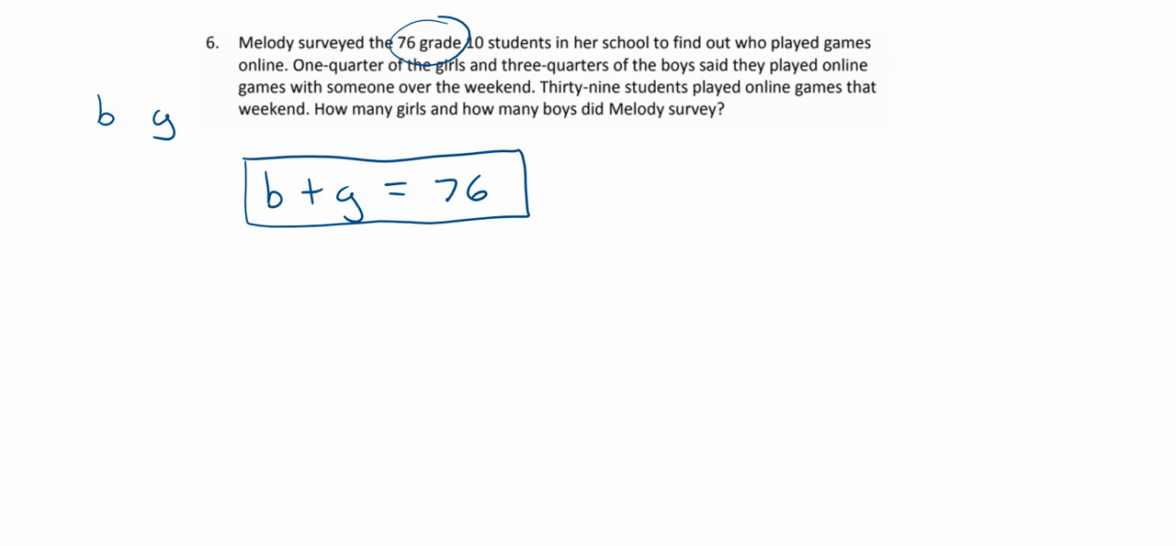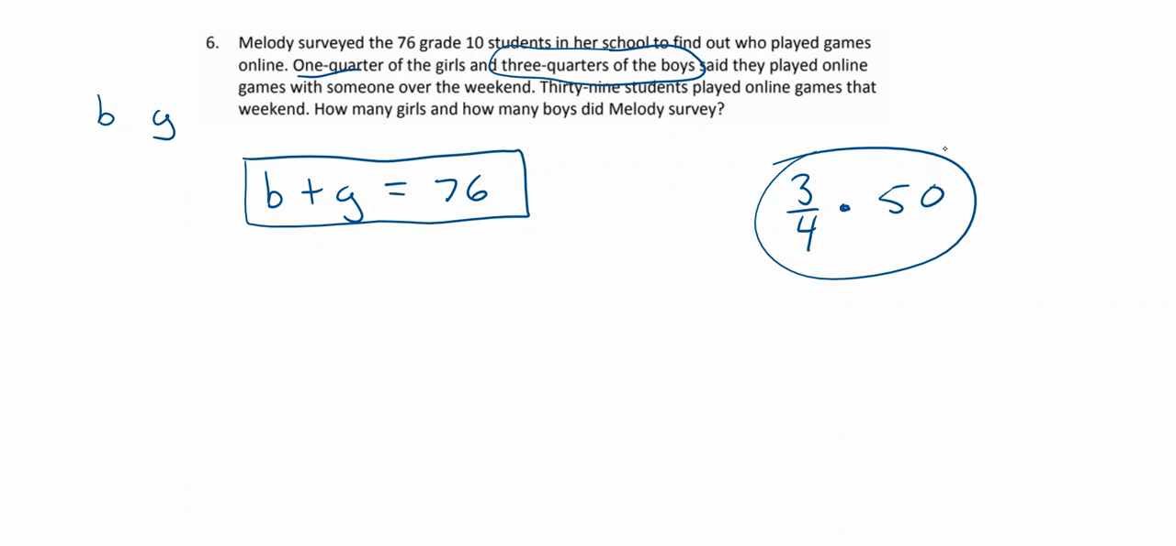Now, the second one I have to work a little harder for. It says 1/4 of the girls and 3/4 of the boys said they played online games on the weekend. And then right here, 39 altogether played the games. So here's our next equation. 3/4 of the boys played. If I want to find, let's say, 3/4 of 50, then you multiply those: 3/4 times 50. That tells me what 3/4 of 50 is.